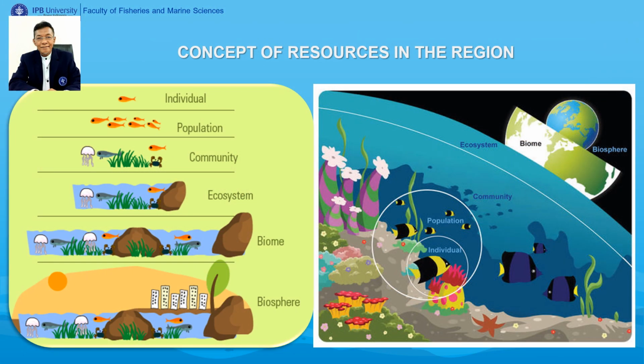The composition of natural resources by level of the system starts from the smallest part, such as individual, to population, community, ecosystem, biome, until the biosphere. All the components of these resources are related at all levels of the system. So the management approach must consider all the components.